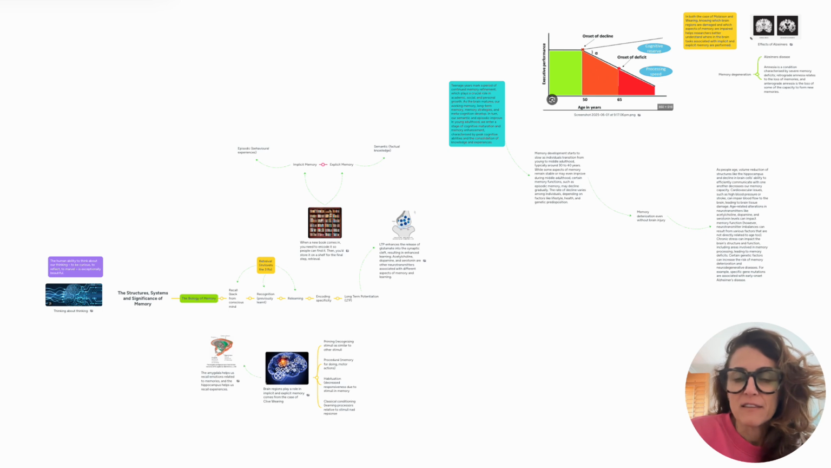Interestingly, LTP tends to occur at synapses where the sending neuron releases glutamate into the synaptic cleft, the space between the sending and receiving neuron. So LTP enhances the release of glutamate into the synaptic cleft, resulting in enhanced learning.